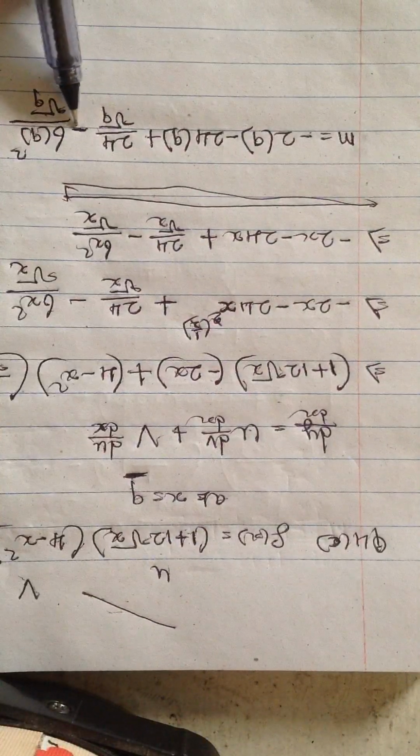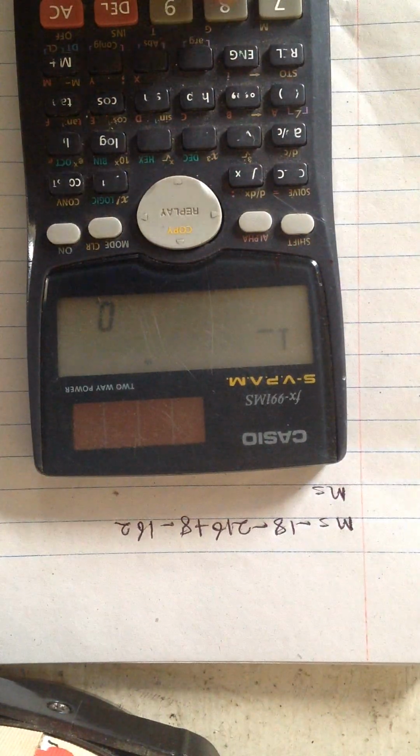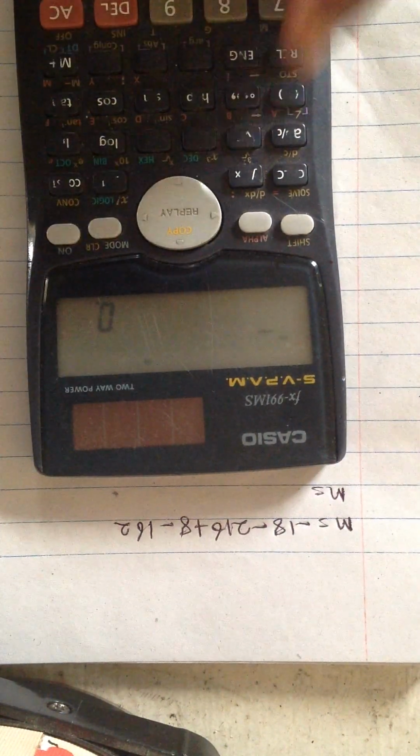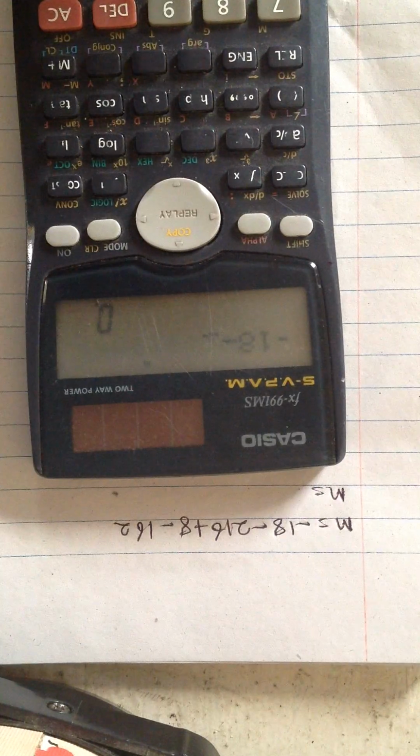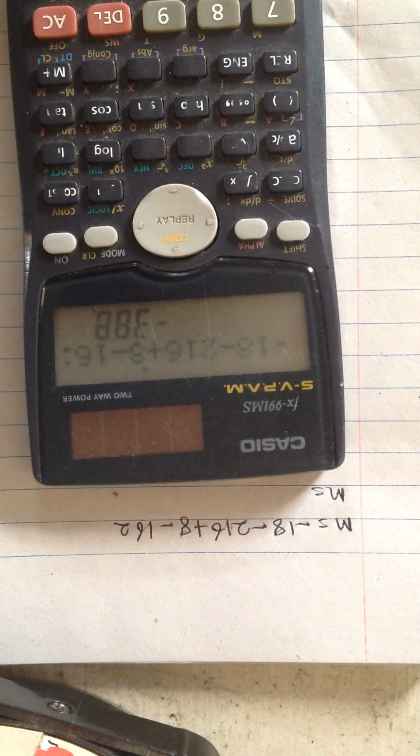Follow the signs, we had negative 162. So we're going to have minus 162. Okay, so now m is equal to, when you punch on the calculator, negative 18 minus 216 plus 8 minus 162, you're going to have negative 338.